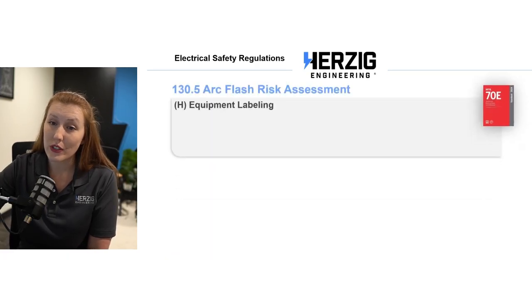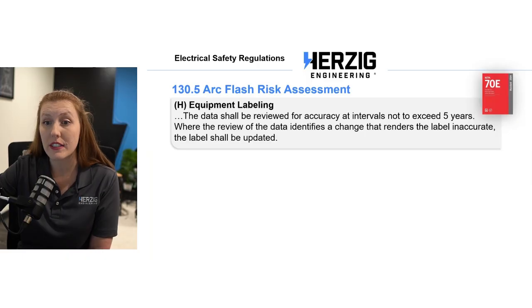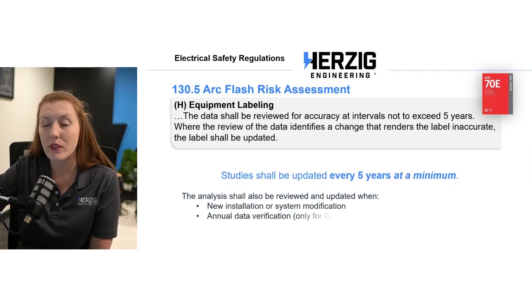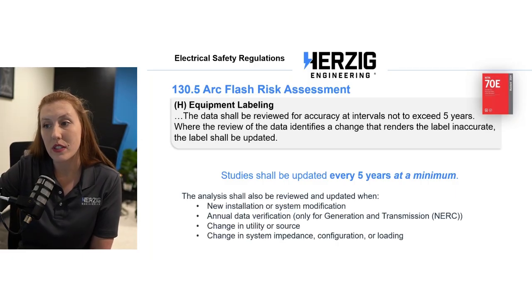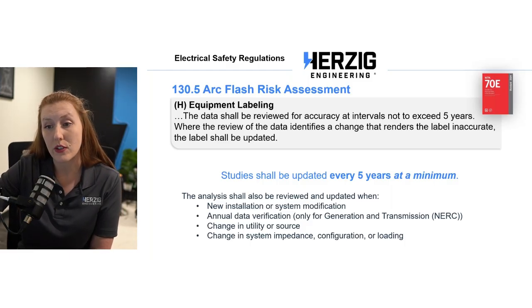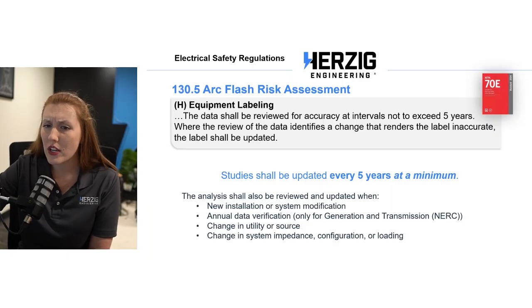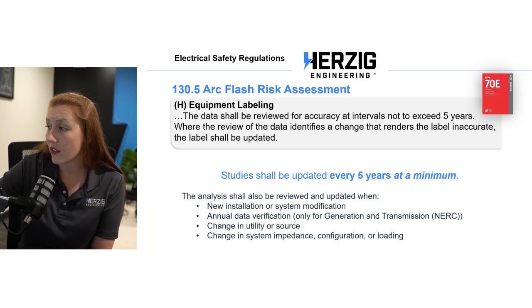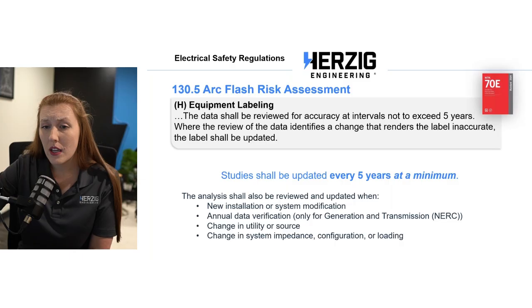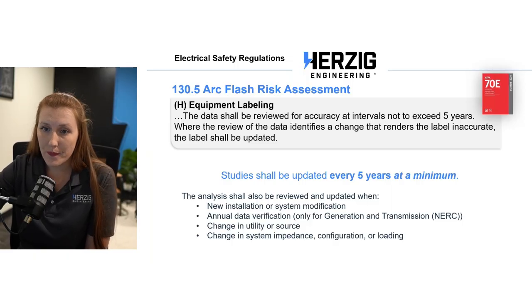But those labels are only as good as they are up to date. So you have to review them every 5 years at a minimum. Again, minimum. You also should be reviewing and updating them anytime you have new installations or system modifications. And really, best practice is that you do annual data verification. It is required for generation and transmission industries though. If you have any change in utility source or change in system impedance or configuration, you're refeeding equipment to different stuff, or you have larger or smaller loads attached to those distribution panels, then that all would prompt you to need to get that analysis reviewed and updated. So it's every 5 years at a minimum.